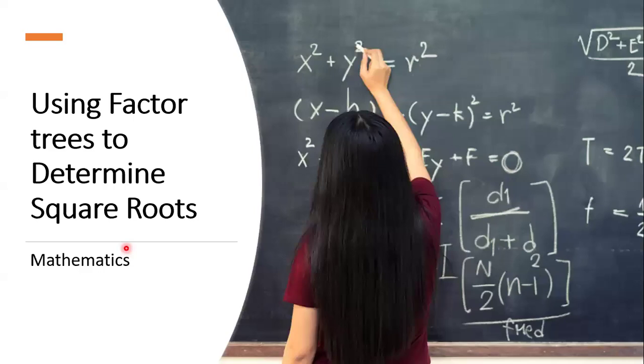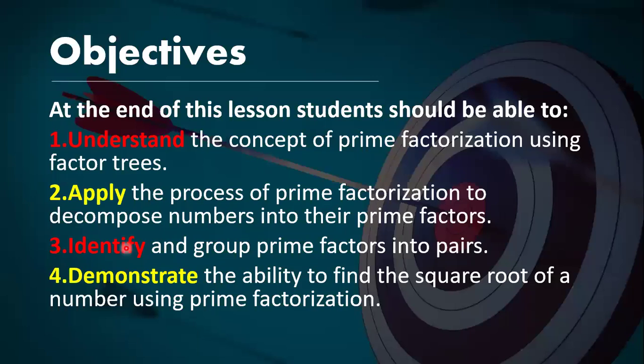You don't have to write this slide down. We're gonna use factor trees to determine square roots. At the end of this lesson, you need to understand what we mean by prime factorization using factor trees. You need to be able to apply the prime factorization process to decompose numbers into their prime factors. You need to be able to identify a group of prime factors into pairs and demonstrate the ability to find the square root of a number using prime factorization. So let's go ahead and get into this.